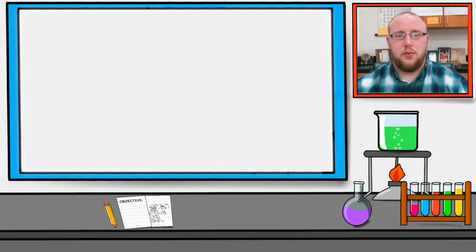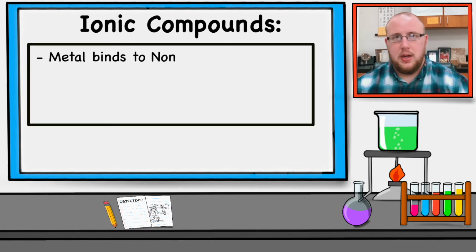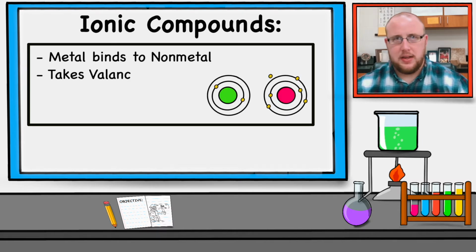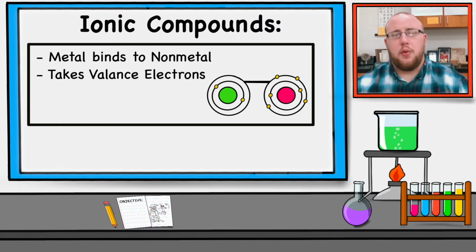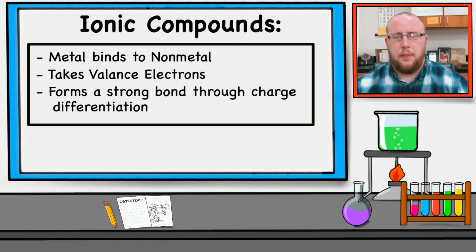Chemical reactions can form ionic or covalent compounds. Ionic compounds occur when a metal and a nonmetal come in contact with each other. In this reaction, one element is going to take the valence electrons of the other element. Remember, our valence electrons are our outermost electrons, or the ones farthest away from the nucleus. This taking of valence electrons forms a strong bond through opposing charges.